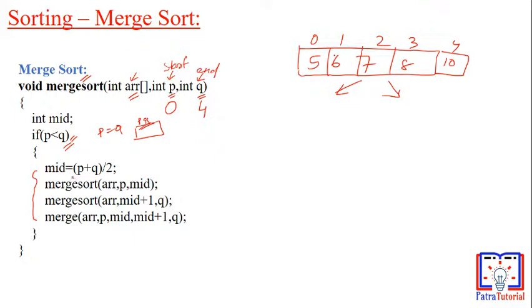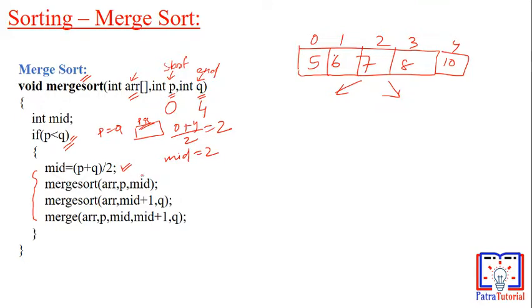So first we calculate mid, which is p plus q by 2, that is start index plus end index by 2. So 0 plus 4 by 2 equals 2. Now I got mid equal to 2, right? So this is executed. Now the runtime stack mechanism will come into the picture.